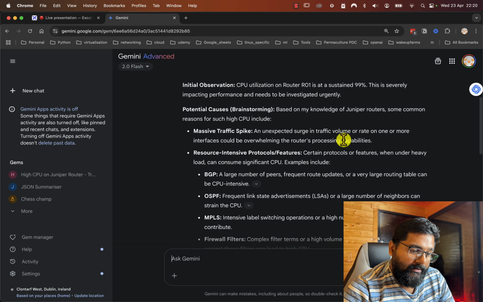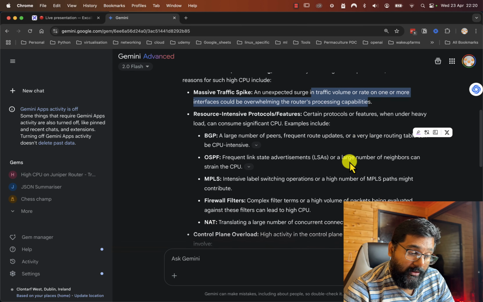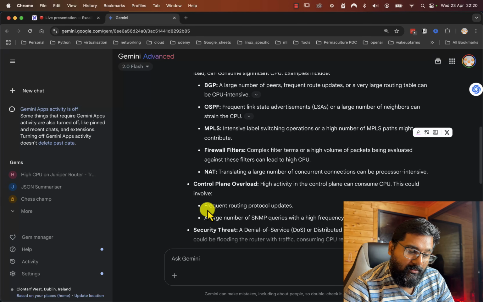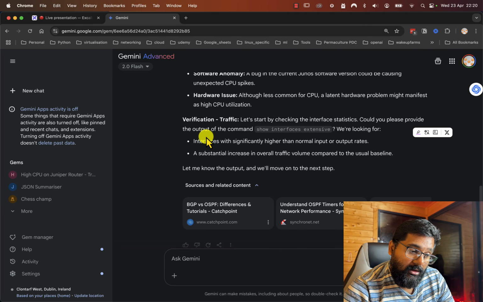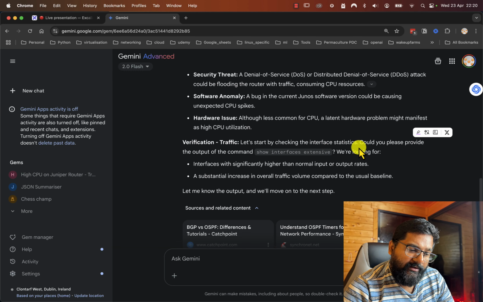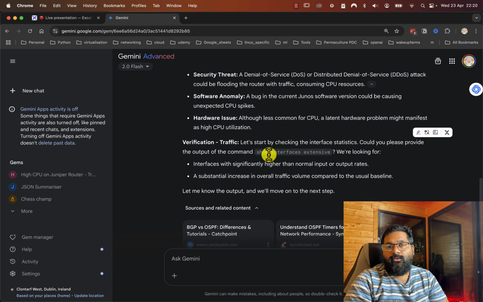So it says unexpected surge in traffic volume or rate on one or more interfaces could be overwhelming the router processing capabilities. Okay. Resource intensive protocol features: certain protocols or features when under heavy load can consume significant resources. Control plane overload, security threat, which includes DDoS, software anomaly, hardware issue. So let's start by checking the interface statistics. Could you please provide the output of the command? And from here it then goes step by step. So you then start building on something like that.